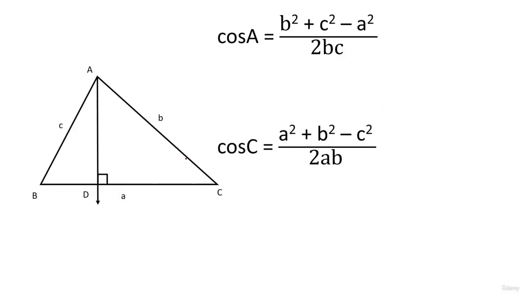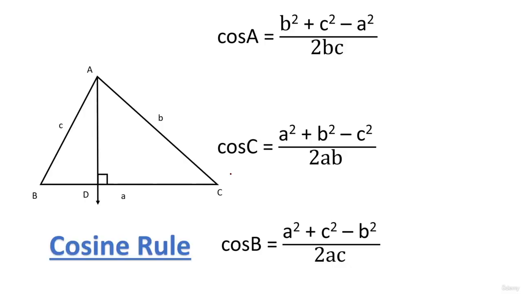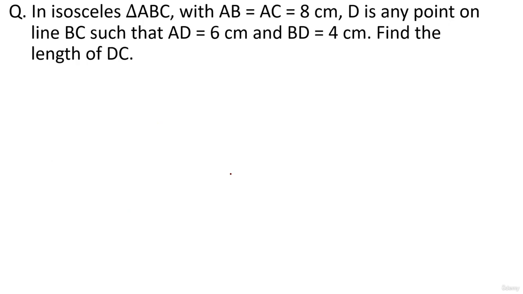So cosine of C क्या हो जाएगा, guys? Cosine of C will be A square plus B square, the adjacent sides minus the opposite side का square, divided by 2 into the adjacent sides A and B in this case, right? Same thing and same way you can write the cosine equation for cos B, A square plus C square minus B square divided by 2AC. As simple as that. Let's solve a question based on this, guys. So this is called, as I said, the cosine rule. We'll solve one question, and this is how it goes.